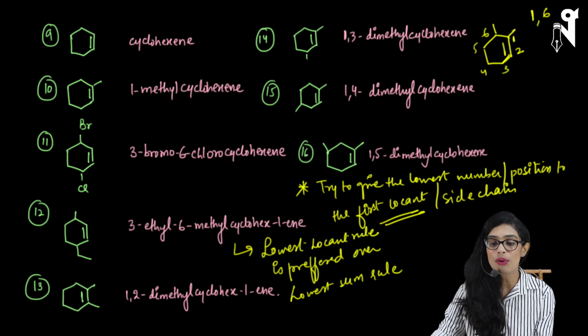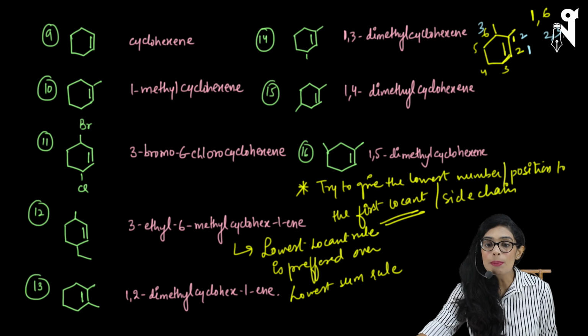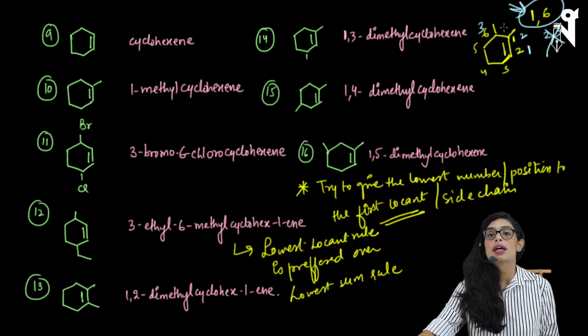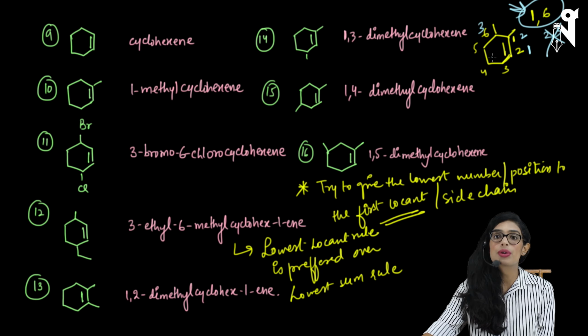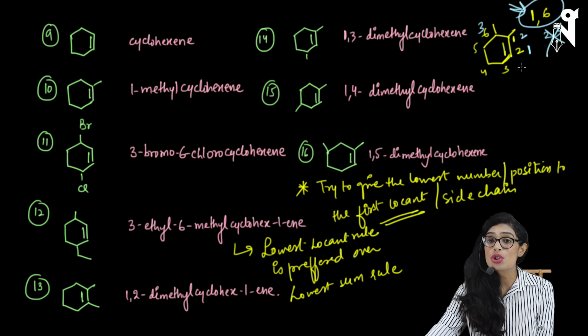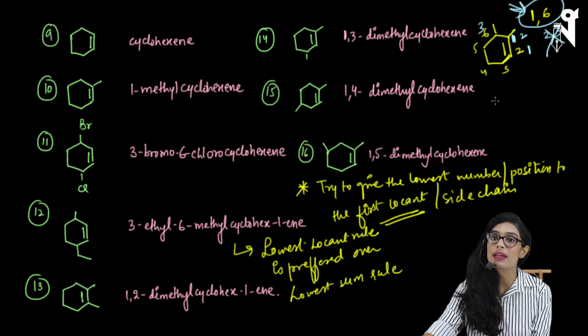If I do not follow this way of numbering and instead start numbering from here, my positions will be 1, 2 and 3. So I will get positions 2 and 3 for my methyl groups, which is basically the lower sum. But I will not prefer it. We will prefer this. Why? Because the first locant, or first substituent we encounter, we will try to give the lowest possible position, and the lowest possible position we can give is position 1, because we can start numbering from here and then go the other way around, giving it position 1.